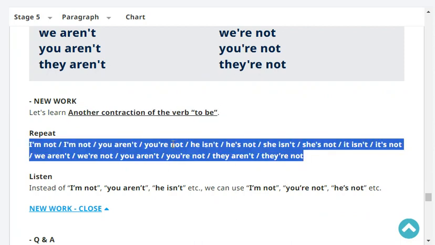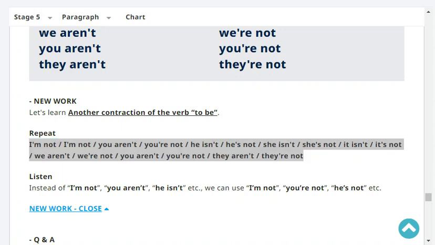Okay, so let's start. First, it's the same. I'm not. You aren't, you're not. Okay, he isn't, he's not. Very good. She isn't, she's not. Very good. Next, it isn't, it's not.